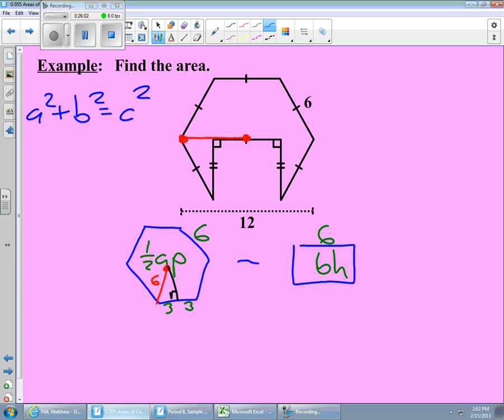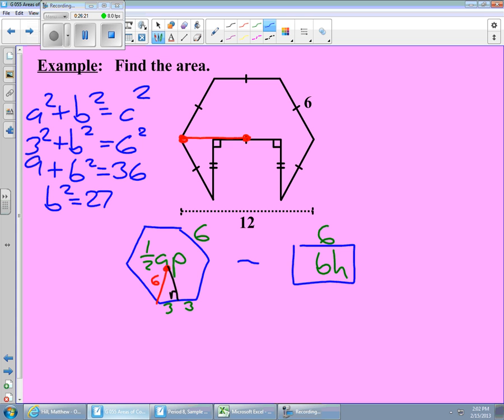Let's get the hypotenuse in place first because we don't want to miss that one. And then we've got a 3. Okay, so let's figure out what's going on here. 9 plus b squared equals 36. Subtract the 9 to the other side. B squared equals 27. And you take the square root of both sides.